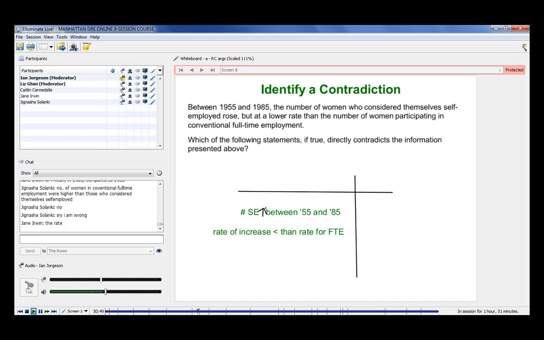Yeah, so I think those are our two statements. The number of self-employed women increased. That's a raw number. That's a total number. But the rate of increase was less than the rate for the full-time employment. Everybody feel comfortable about those two statements?